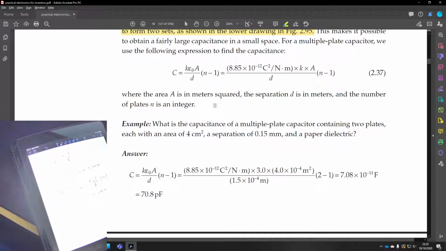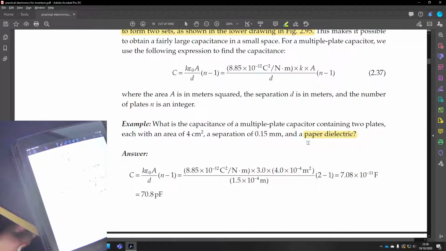What is the capacitance of a multiple plate capacitor containing 2 plates? What? How is it a multiple plate capacitor with 2 plates? Isn't it just a capacitor? Anyway, each with an area of 4 centimeters squared, a separation of 0.15 millimeters. That's what I'm saying. Why do we test it in meters when the separation for a capacitor is going to be 0.15 millimeters, not even 1 millimeter, a tenth of a millimeter, and a paper dielectric.